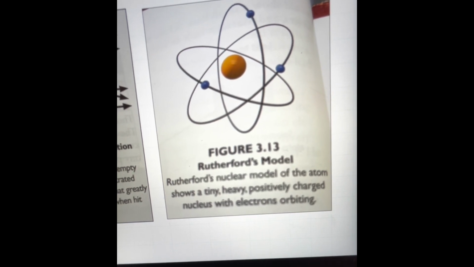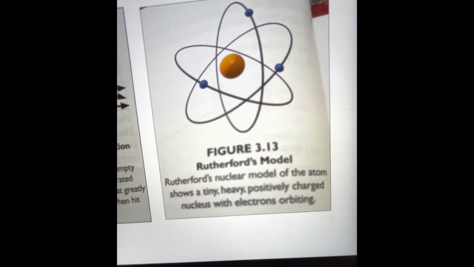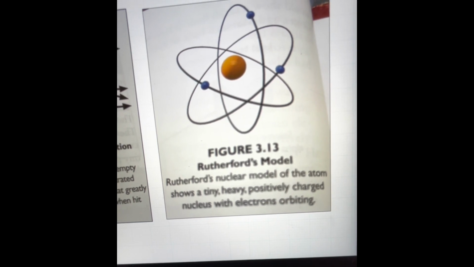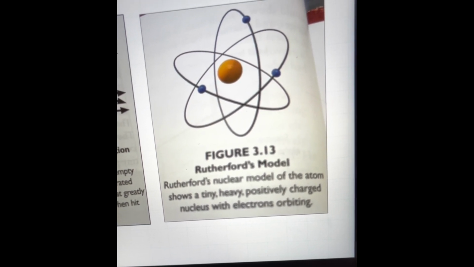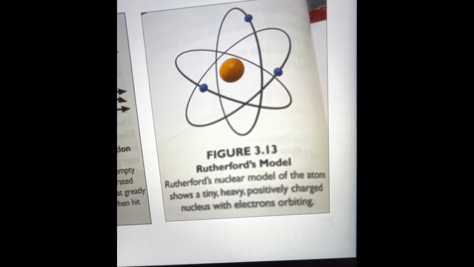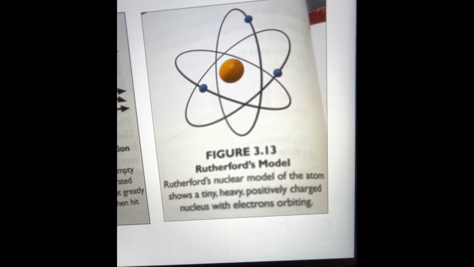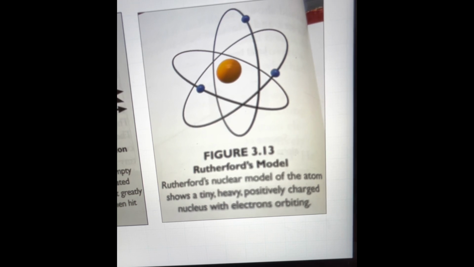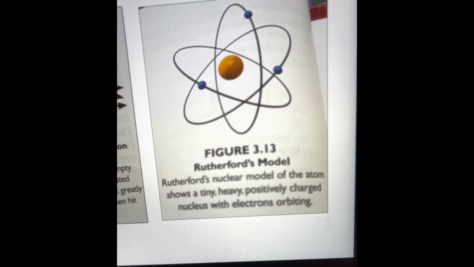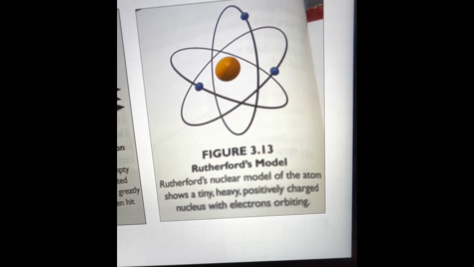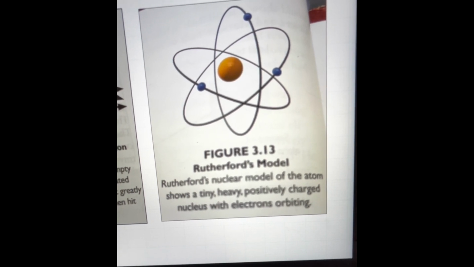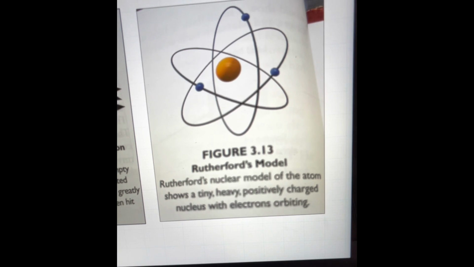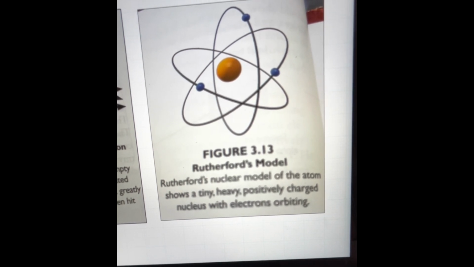Rutherford's model is shown here in figure 3.13. He suggested that the smaller, less massive electrons circled the positively charged nucleus, which contains most of the atom's mass, in orbits much like the planets orbit the sun. For these reasons, Rutherford's model is also called the nuclear model or the planetary model. In this model, you can see how most of the atom is empty space.